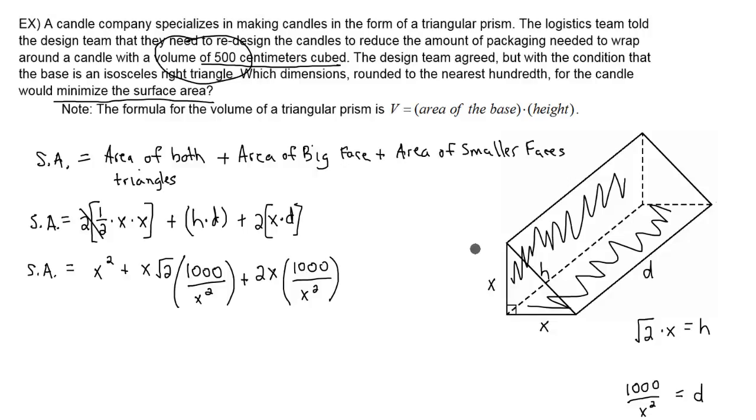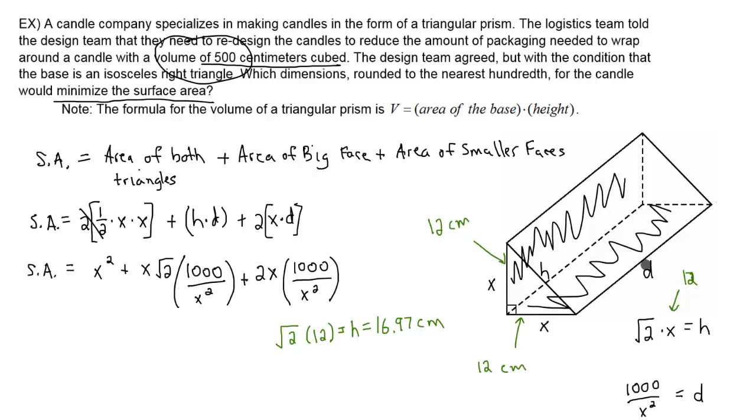Now that we know our x value is 12, we know that this side of our triangle is going to be 12, and our unit is centimeters. We know that this side of the triangle is going to be 12 centimeters, and then we need to figure out what our h value is, and all we have to do is plug in 12 for this x down here. So the square root of 2 times an x value of 12 is going to equal h, and if I throw that in my calculator, I'll get about 16.97 centimeters. So I have the dimensions of my triangular base.